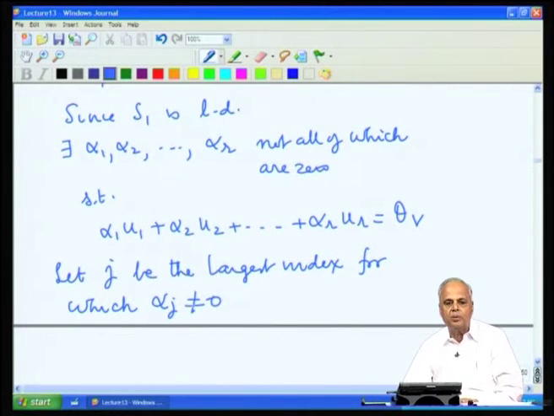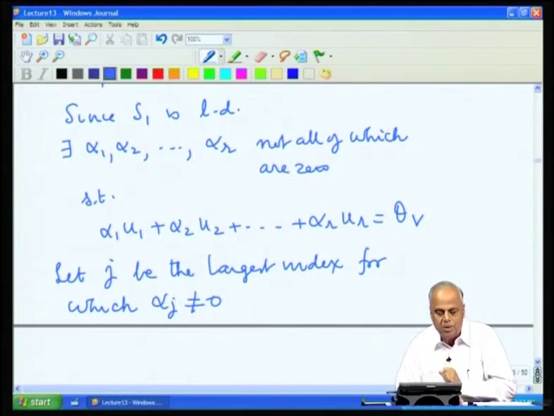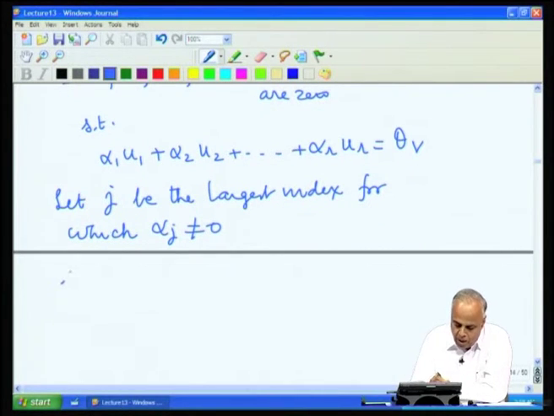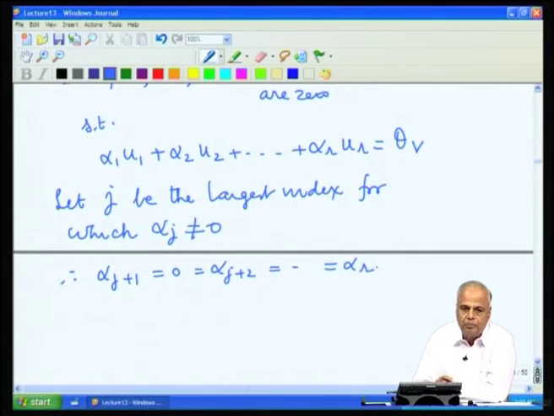We know that not all of them are 0. So, we keep on going until beyond which there is nothing, everything is 0. So, j is such that alpha j is the last non-zero one, beyond which everything else is 0. This means alpha j plus 1 must be 0, because j is the largest index for which alpha j is not 0. So, alpha j plus 1 is 0, alpha j plus 2 must be 0, and all the way up to alpha r is 0. If j is r, then alpha r itself is not 0.